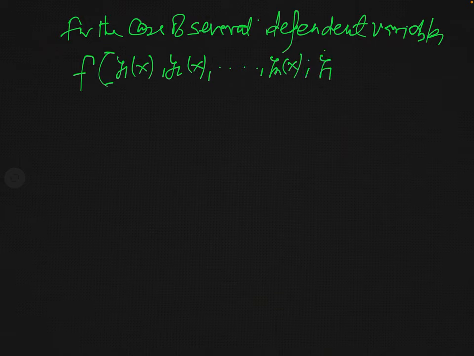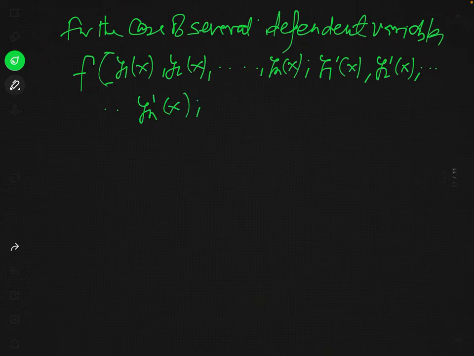Let us say such a function is f of y1 of x, y2 of x, and so on, yn of x, y1 dashed of x, y2 dashed of x, and so on, yn dashed of x, comma, x. So if we consider the case when there are several dependent variables, you can see here I have considered n dependent variables. These are y1, y2, and yn.